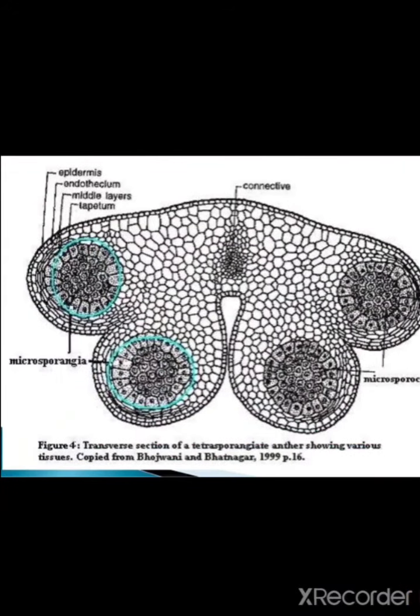Here is the transverse section of a tetrasporangiate anther showing the various tissues. In the center part, a connective tissue, as we see. The outer boundary is epidermis. This one is followed by endothecium, then middle layers, and last the pollen grains surrounded by tapetum cells.